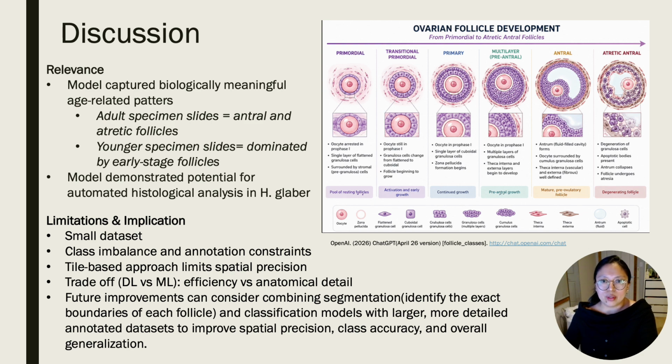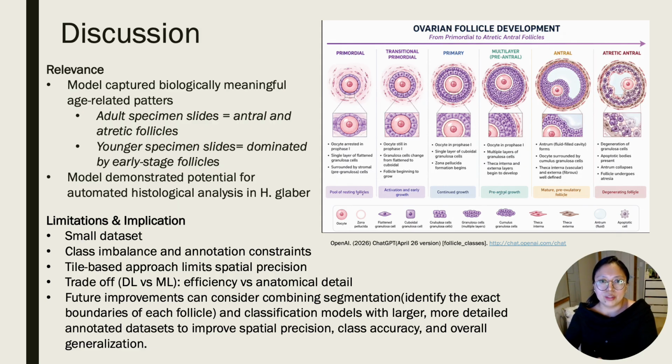This points to an important trade-off in computational histology, comparing deep learning versus machine learning approaches, in which the amount of data that is used is quite a big gap. The tile-based methods are scalable and practical, especially for smaller datasets, but they do sacrifice anatomical detail compared to segmentation-based approaches, which provide more precise localization at the cost of increased complexity and annotation efforts.